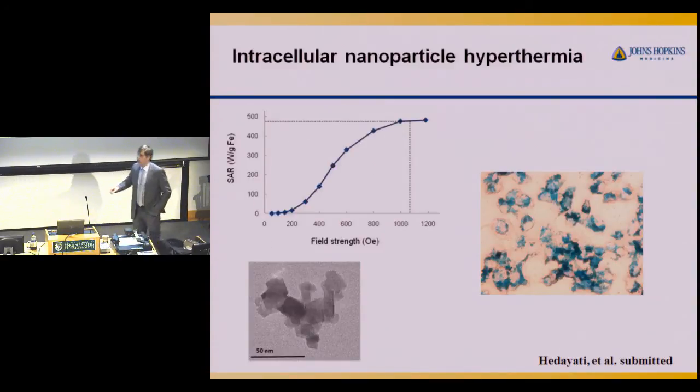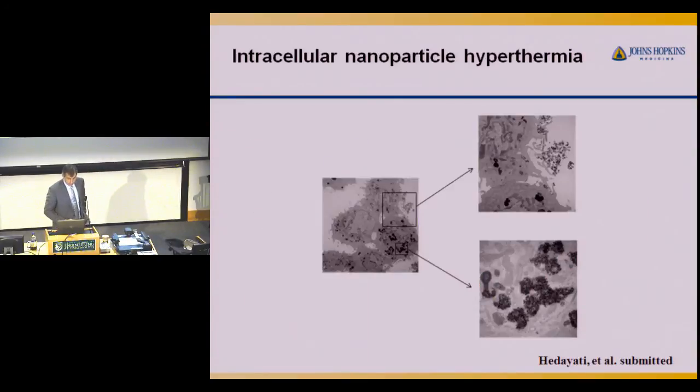Just to give you some idea, on the right-hand side we've got a light microscope picture of Prussian blue stained cells. So you can see that these guys have taken up a lot of particles. And the heating curve is on the top left-hand side, and the vertical and horizontal dashed lines tell you what power we were working at. We were basically working at the saturation point of these particles, roughly 480 watts per gram of iron, about the maximum that these particles can produce.